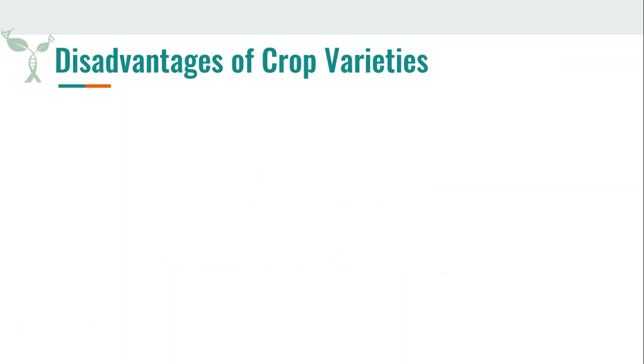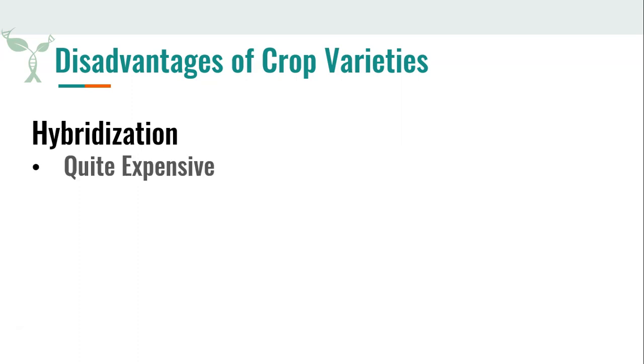The disadvantages of crop varieties. Firstly, hybridization. So as we discussed, hybridization has some disadvantages. One, it's quite expensive because obviously it requires a lot of money and technology so that we will know which two hybrids and how to produce them. So it's obviously a costly affair.